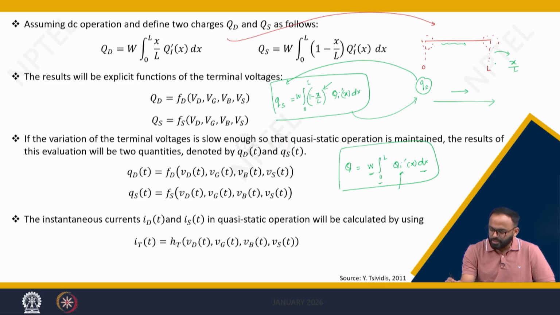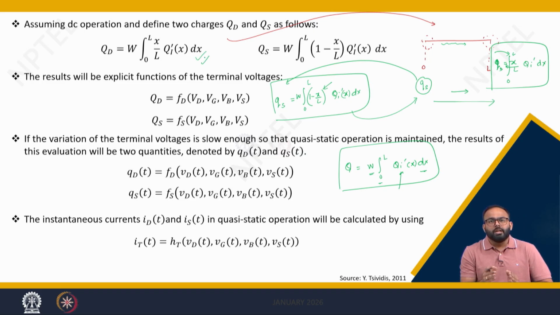So, the overall equation will be Qd equals the integration from 0 to L of W times x by L times Qi dash dx. That is what is written here. Now, to understand the quasi-static phenomena, we need to relate these changes in charge and current with respect to terminal voltages. So, we can simply relate by rewriting the equation in terms of DC.